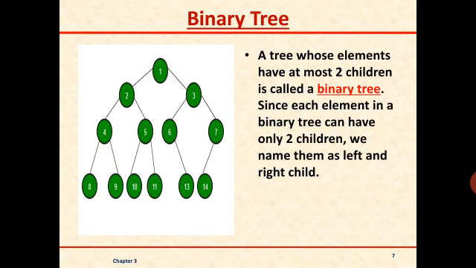Since each element in the binary tree can have only two children, we name them the left and the right child. If it is coming in the left line, we call it a left child, otherwise it is called a right child. A binary tree usually consists of one root node, and it has a left child as well as a right child. So this is about the binary tree.